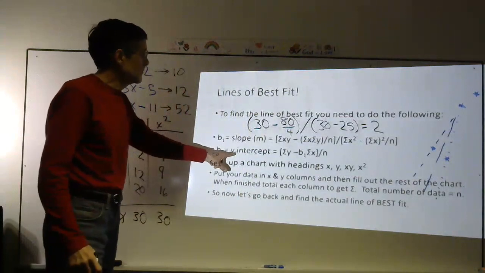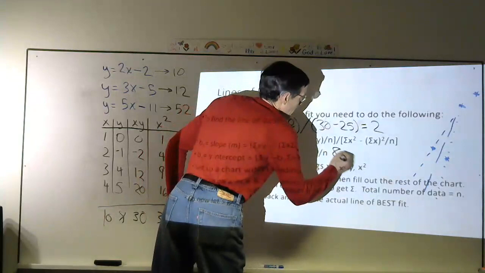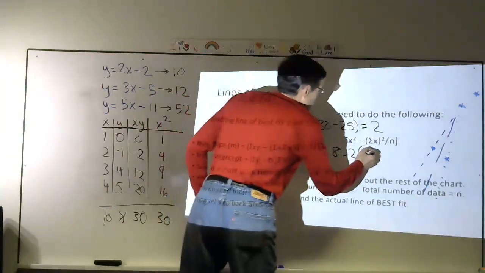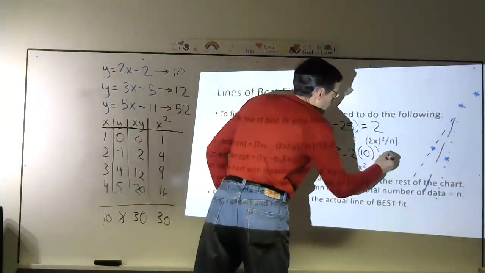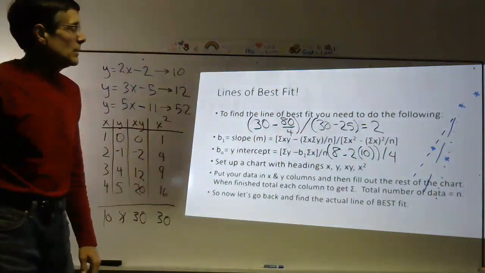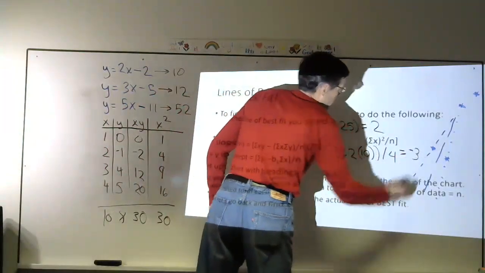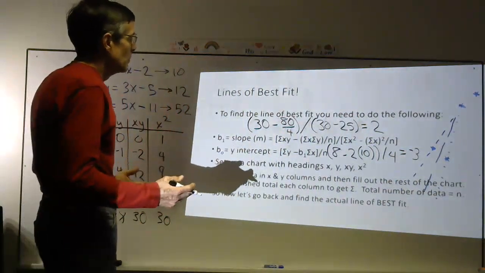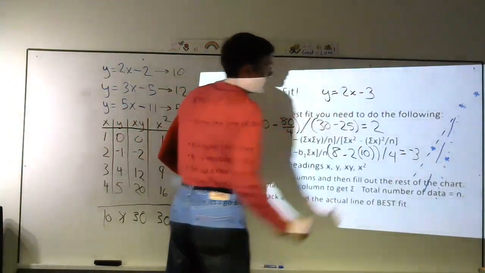Now, what's going to be the y-intercept? Summation of the y's is 8 minus the slope of 2 times the summation of the x's is 10, and then it is all divided by 4. All right, so 8 minus 20 is -12, divided by 4 is -3, and the line of absolute best fit for that data would be y equals 2x minus 3.